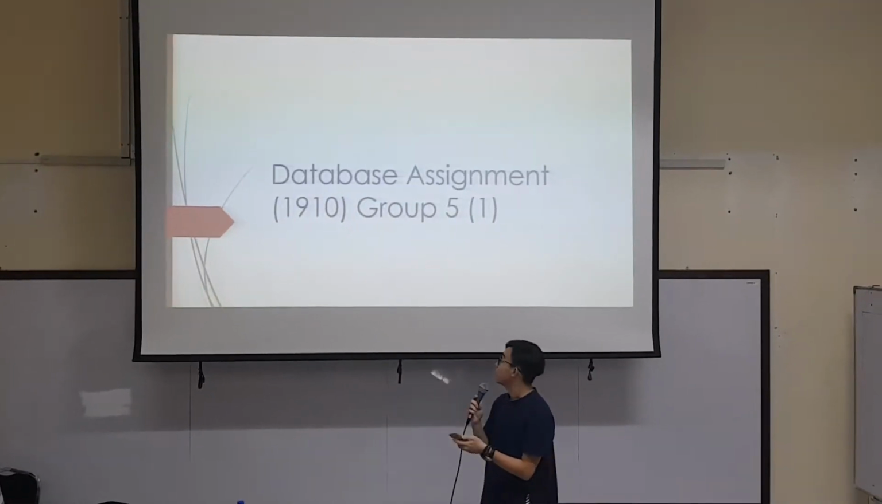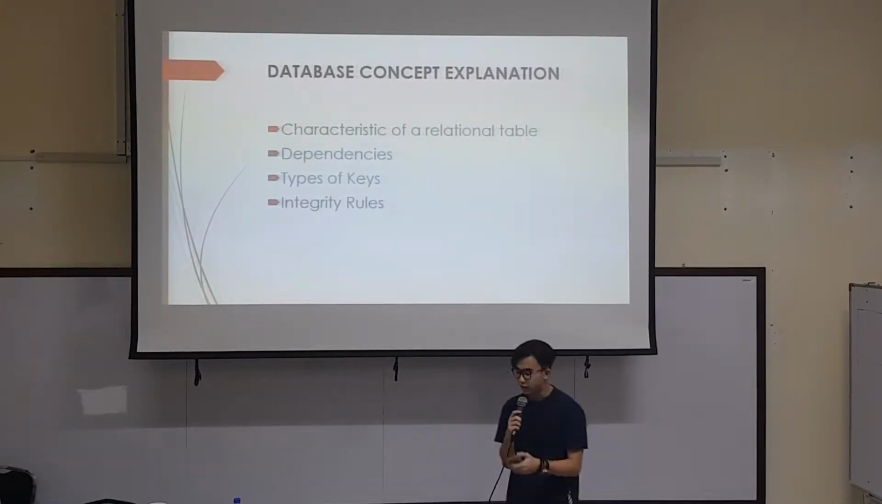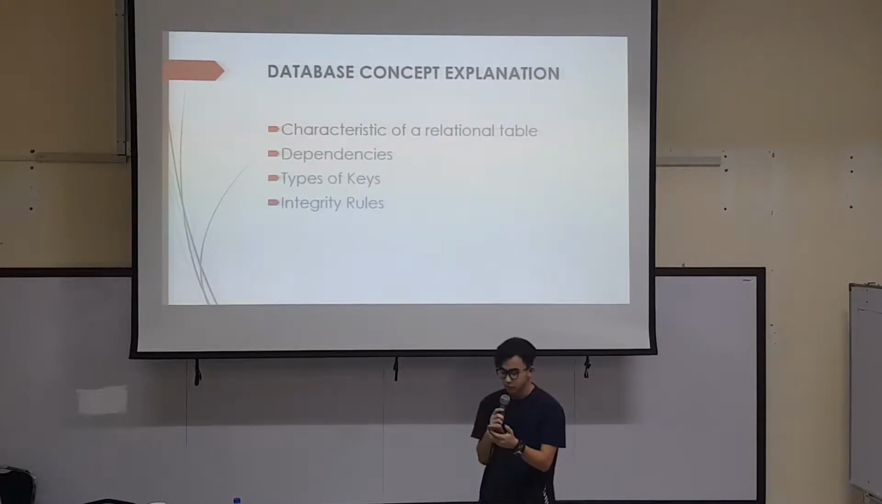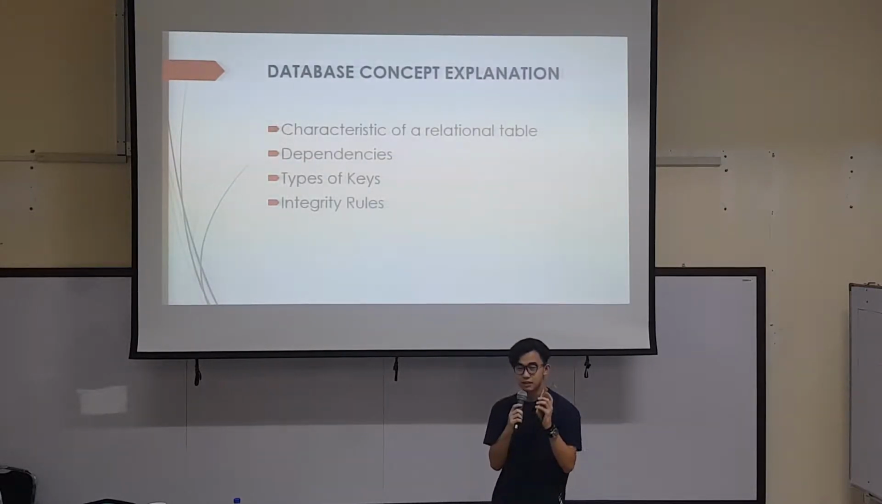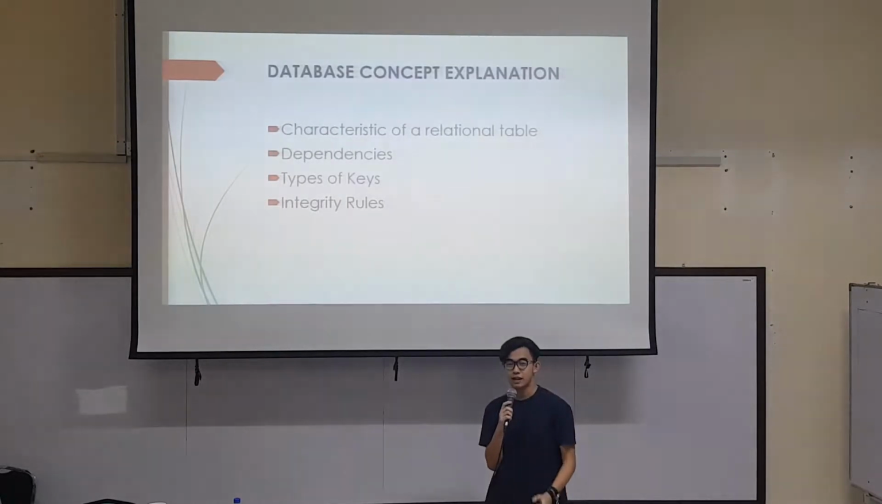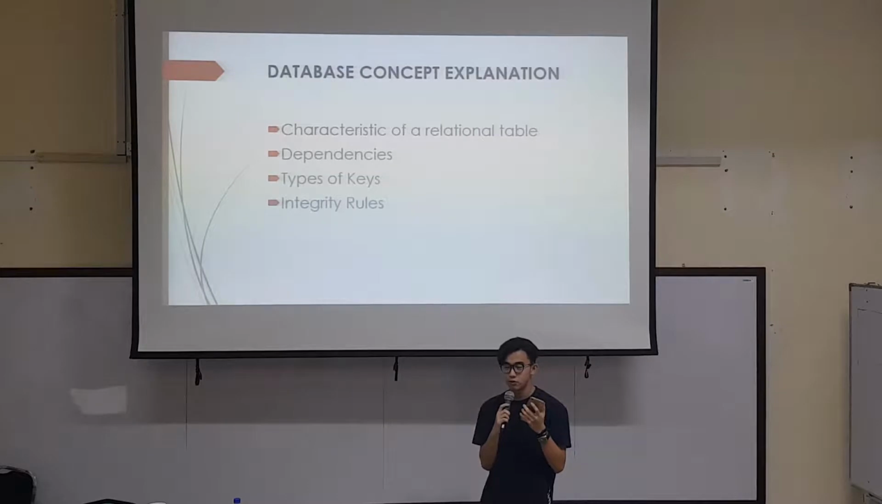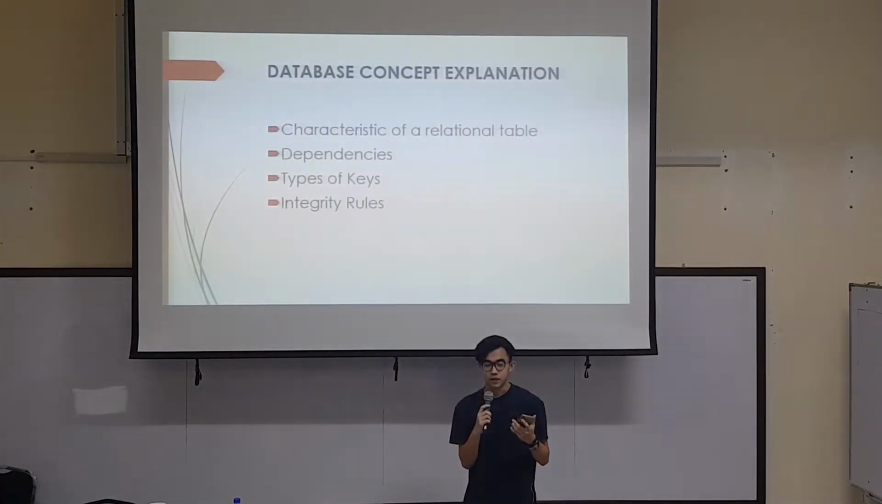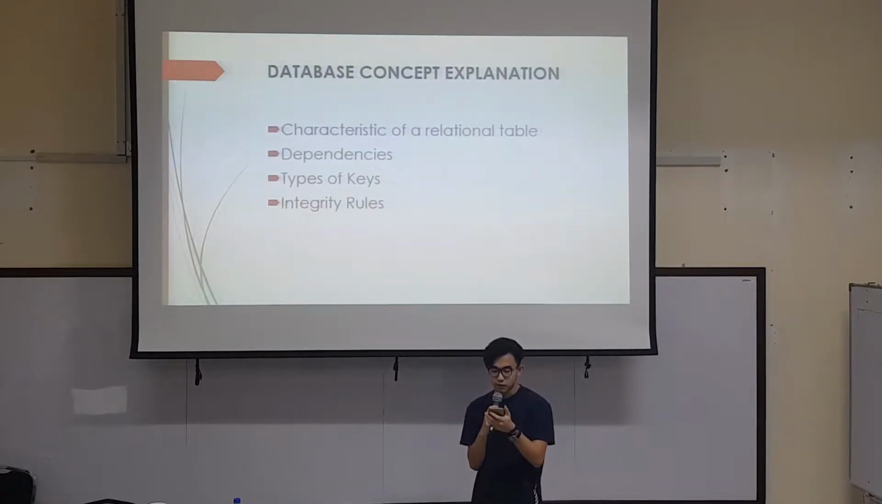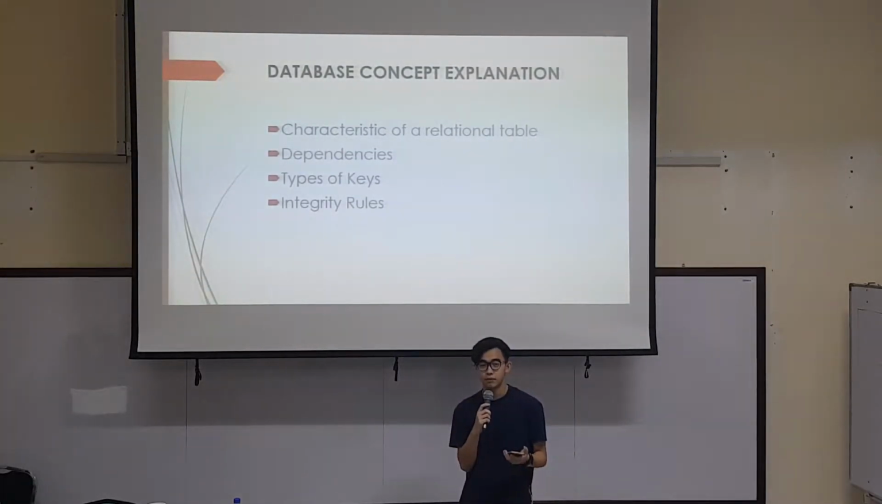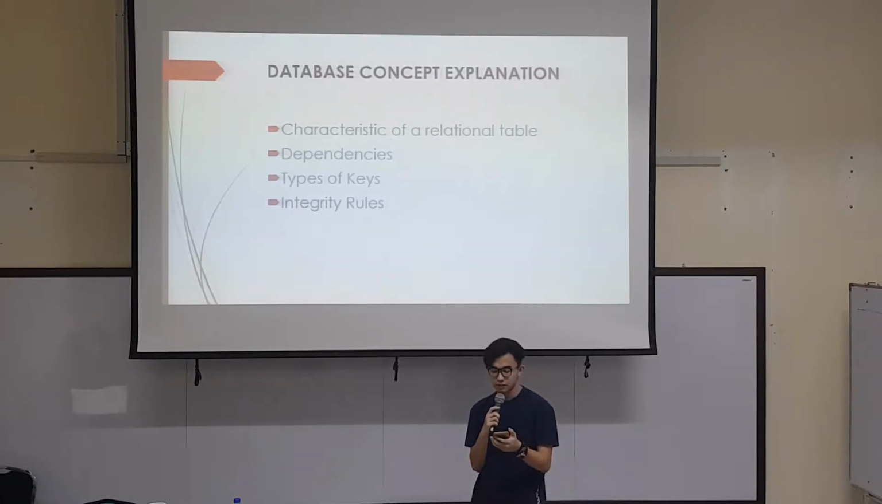First, I want to talk about the characteristics of the relational table. There are 6 types. First, the values are atomic. All of the values in a column must have the same data type. Each row is unique, and the sequence of columns and rows is insignificant. Each column has a unique name. Integrity constraints maintain data consistency across multiple tables.